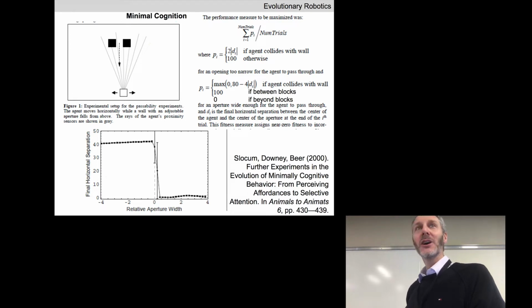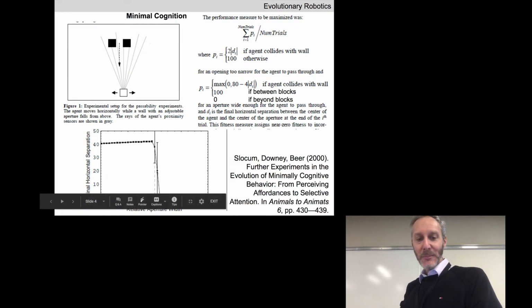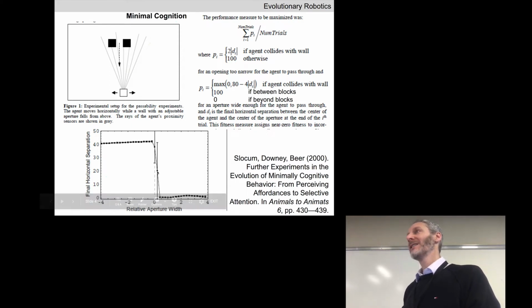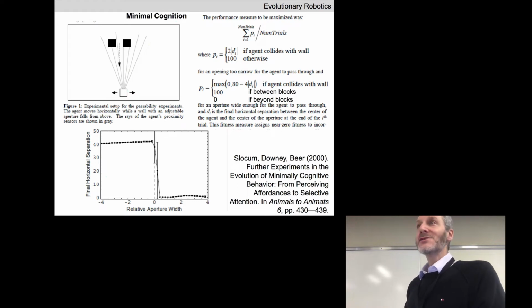If it's not sure, and even in cases where the aperture is a little bit wider than the robot, it still runs away, right? This CTRNN errs on the side of caution, which you could argue is not optimal, right? It should be a risk taker. If it's wide enough, it should always go for it. But if you look at the history of life on Earth, it also makes sense from a Darwinian point of view, usually to err on the side of caution.